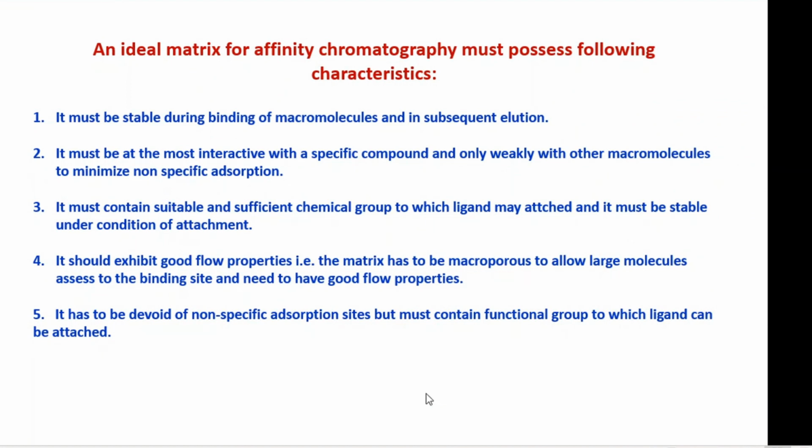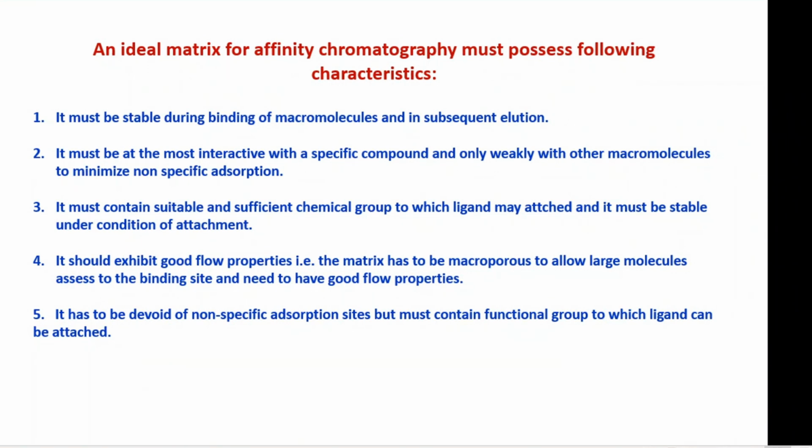So that means it should be macroporous. When it is macroporous, then it allows the large molecules to access the binding site, and it needs to have good flow properties. When it has good flow properties, it's easier to isolate the molecules without any contamination. So that's why you have to be sure that you are selecting the matrix which has good flow properties. Then it should avoid non-specific absorption.